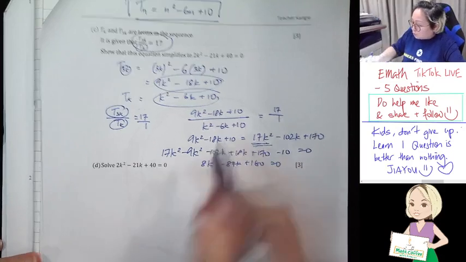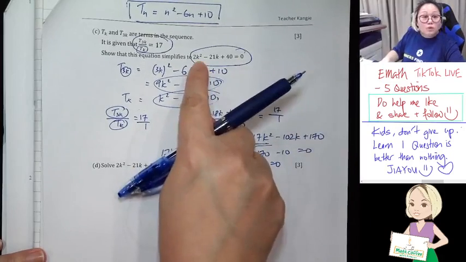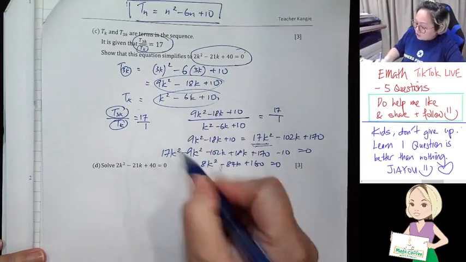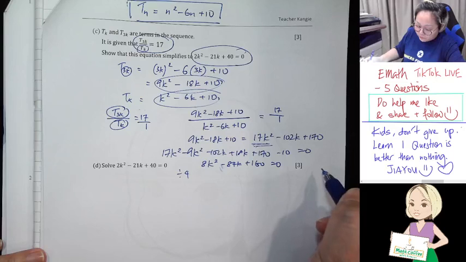Okay, see, they ask you to prove it becomes this. You see, this is 2K square. Mine is 8K square. So I know I just need to divide by 4 throughout.